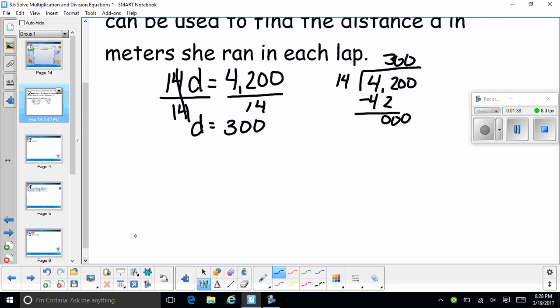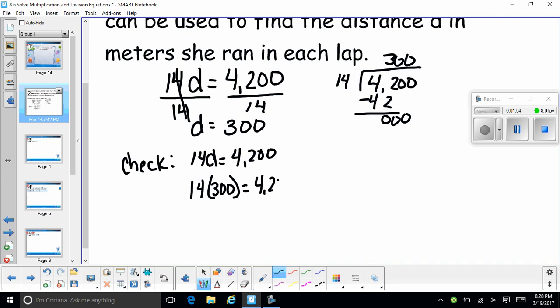Now that I figured out what d is, I'm going to go ahead and set up my check. I rewrite the equation, and I'm going to plug in what I believe d equals, in this case 300. I'm going to go ahead and solve 14 times 300.